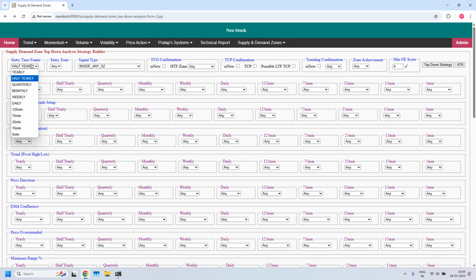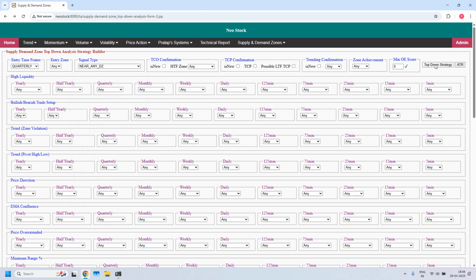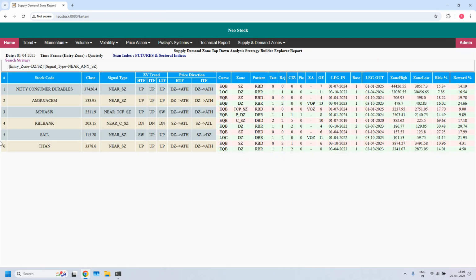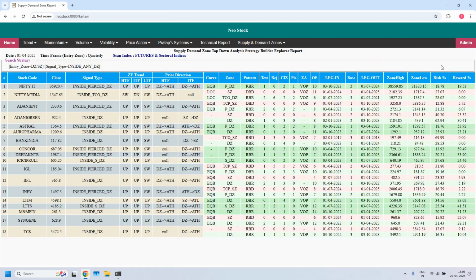Next time frame is quarterly. Stocks near quarterly demand zone: no stocks. Stocks near quarterly supply zone, we got 6 stocks. Next, price closed inside the quarterly demand zone, we got 18 stocks.